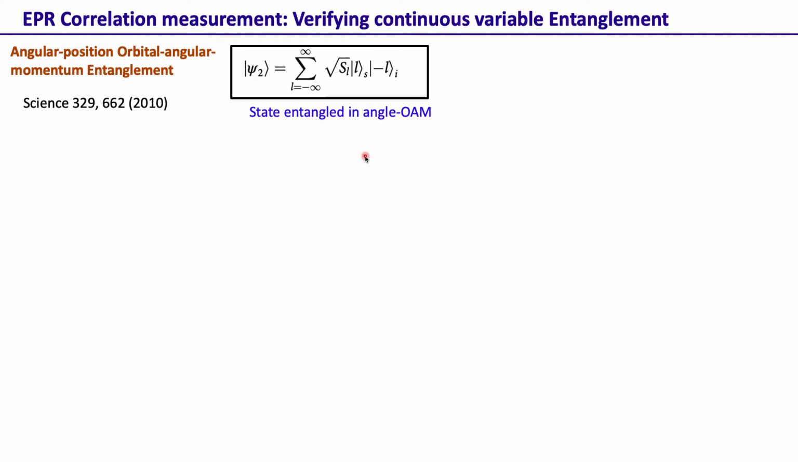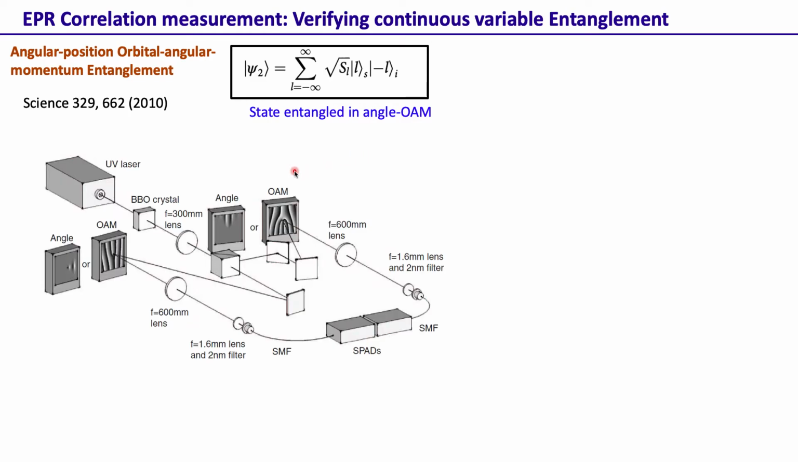So using such a wave function produced by parametric down conversion, this was the experiment done in 2010 in which the EPR correlation in angle and OAM was demonstrated. So in this experiment, we have a laser. This is a BBO crystal. It produces two entangled photons. One goes this way, the other one goes this way, and we look at its orbital angular momentum correlation, and then its angle correlation.